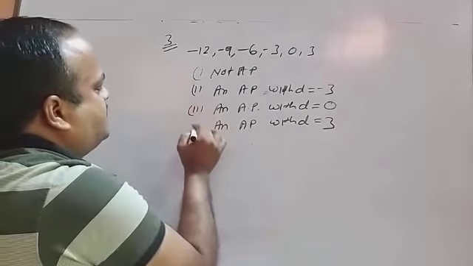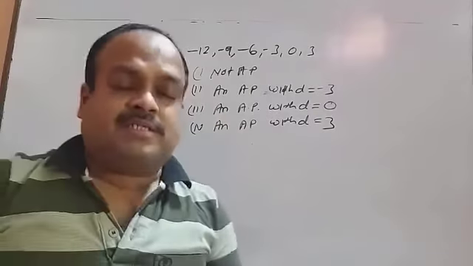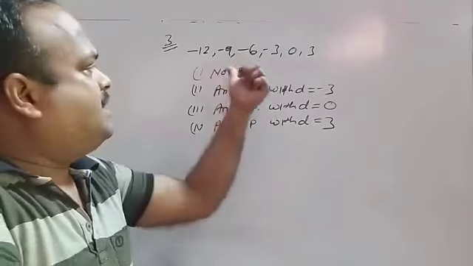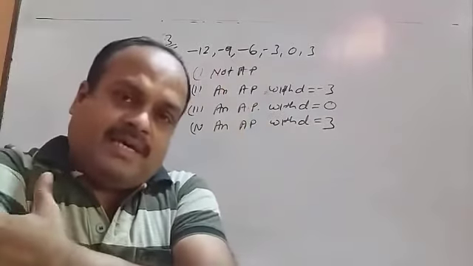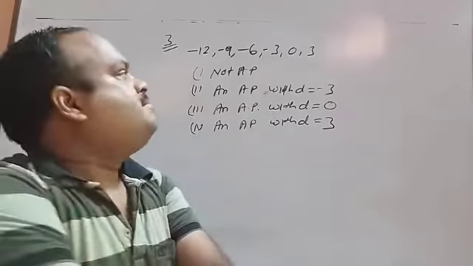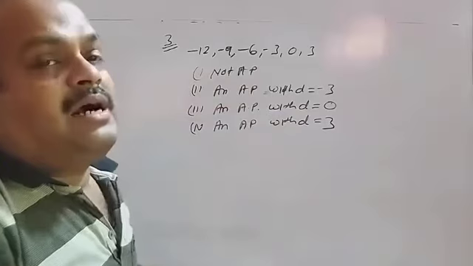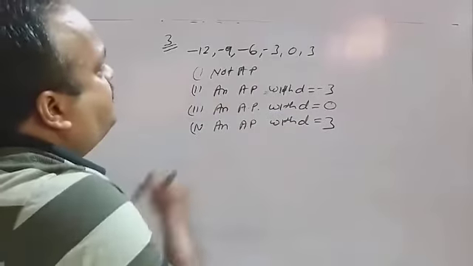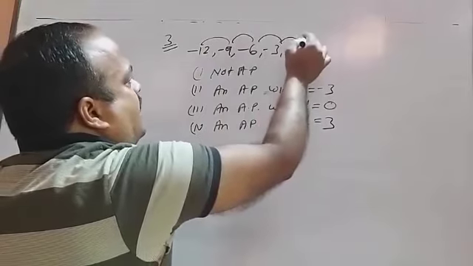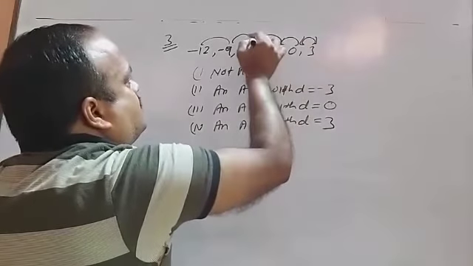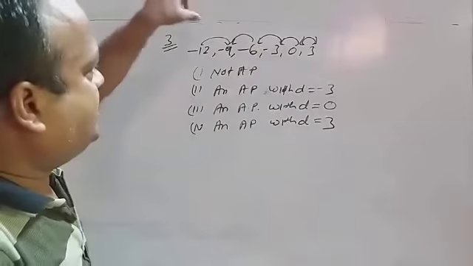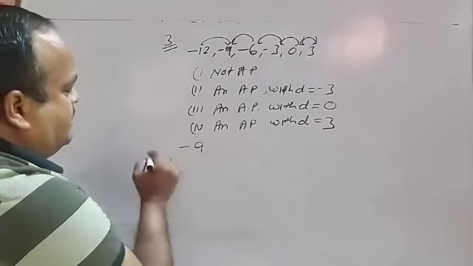We have 4 options. So let us first see whether the series is an AP or not. If it is not an AP, the first option will be correct. But if it is an AP, then we need to see what the common difference is. A series will be called an AP if the difference remains common. You need to see the difference between two consecutive terms.